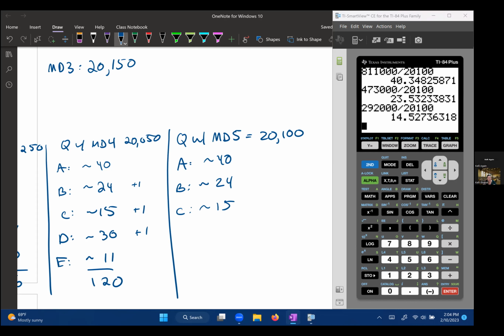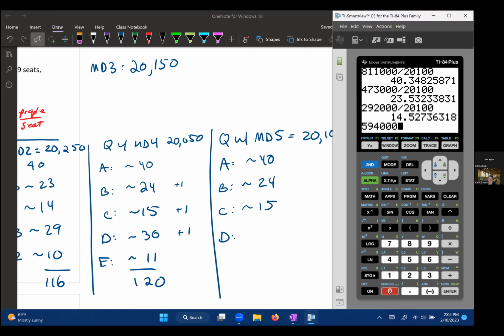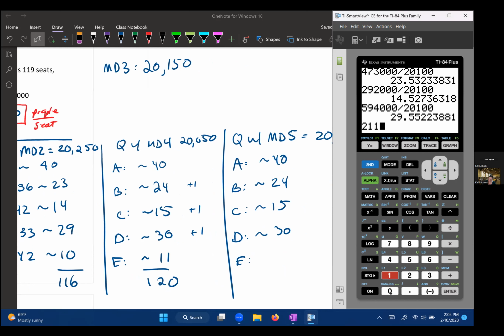Okay. All right. D's population was 594. 594. Uh-oh. Divided by 20,100. 29.5. Okay, so that goes up to 30. E was 211,000 divided by 20,100. 10.49. Yay! That rounds to 10, and that should be 119.